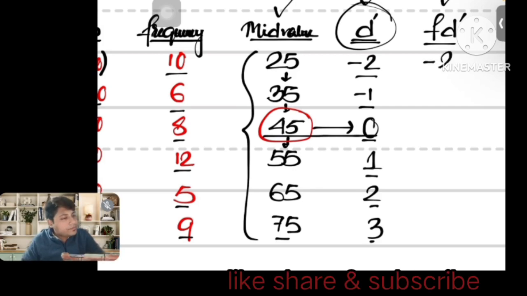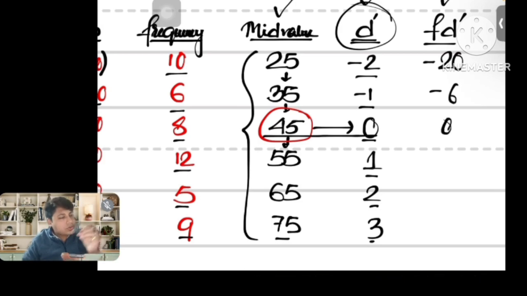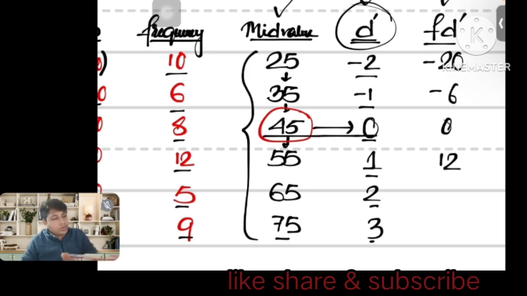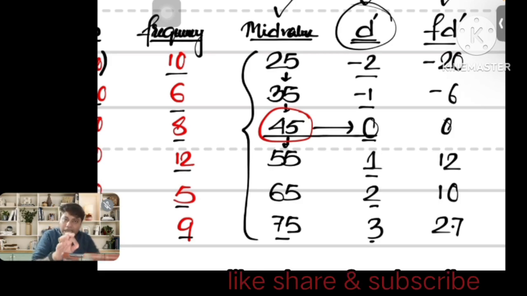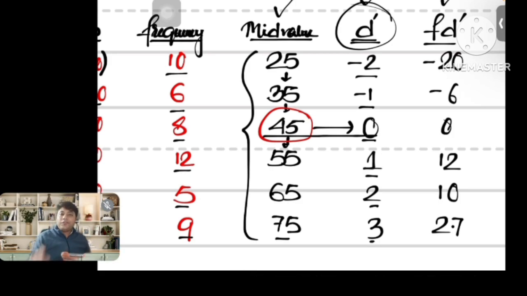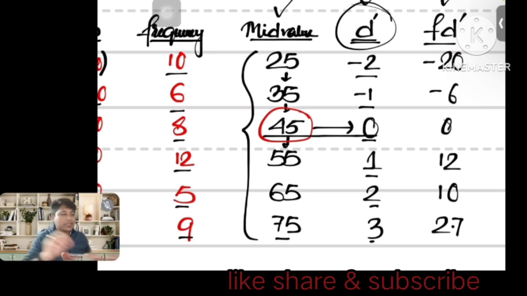10 into -2, this is -20. Then -6. Obviously, 8 into 0 is equal to 0. 12 into 1, that will be 12. 5 into 2, that will be 10. And then 9 into 3, that will be 27. This is what is called FD dash. I calculated the value of FD dash. After calculating D dash, the next step was FD dash. We just do the calculation, and finally one last task.